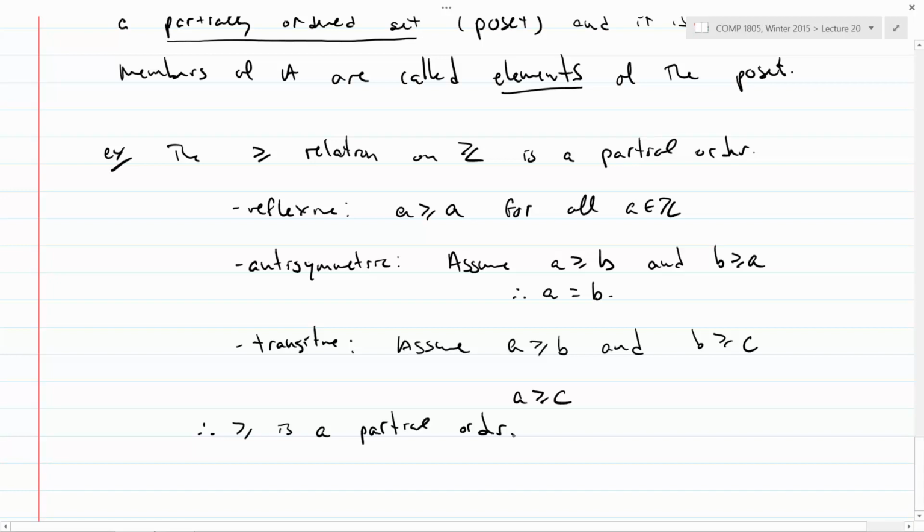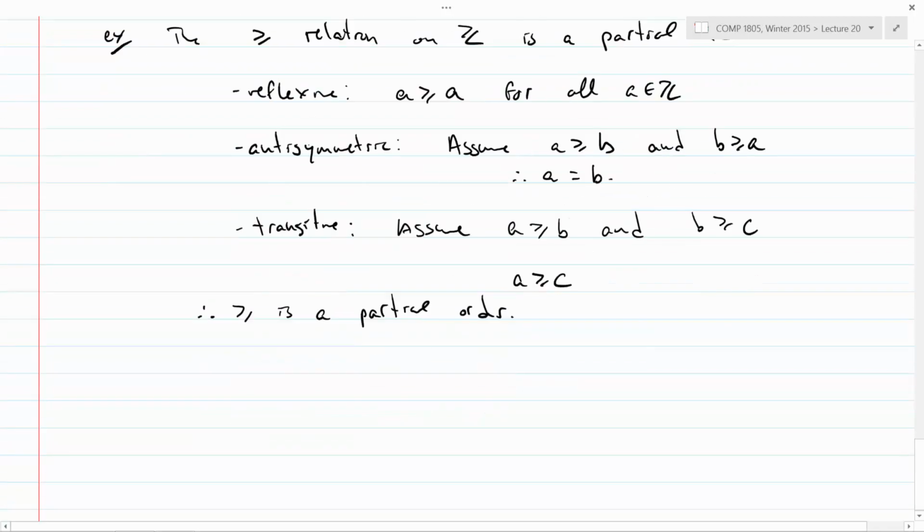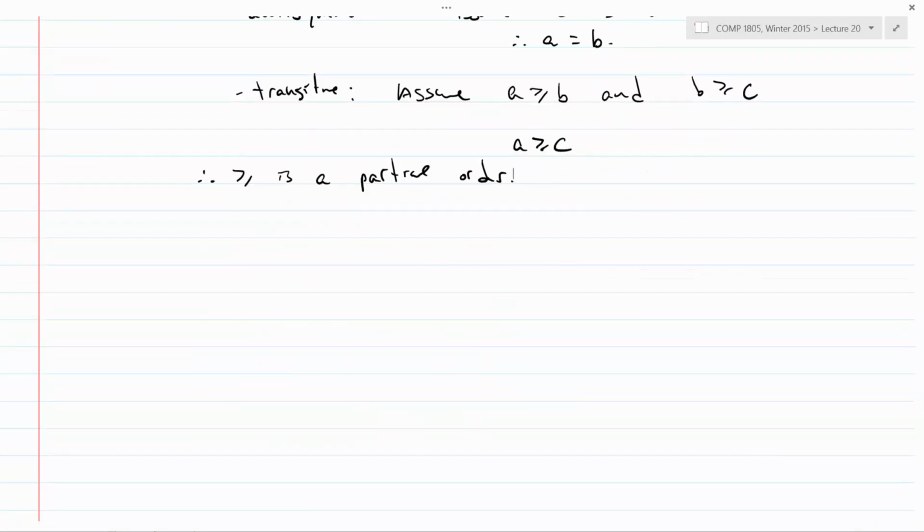Based just on this example, it might seem weird that we're calling it a partial order, because we know that you can compare any two integers. So that's actually something called a total order. The reason it's a partial order is because we don't actually have this requirement. Okay? Before I show you an example of that, I want to do one more example here.